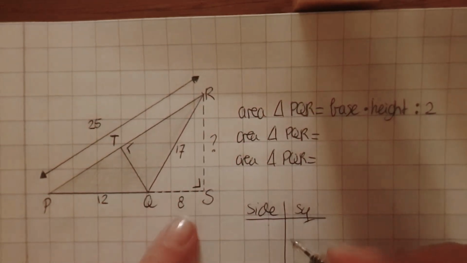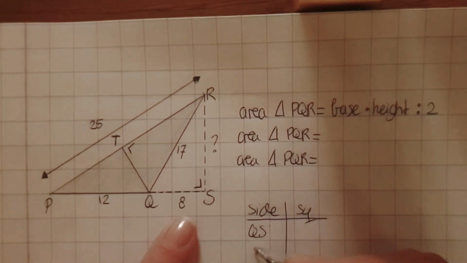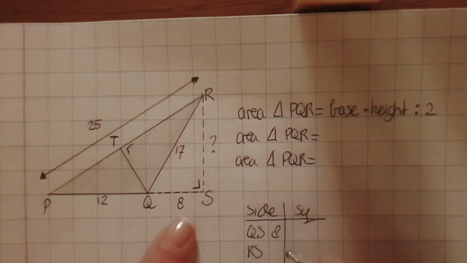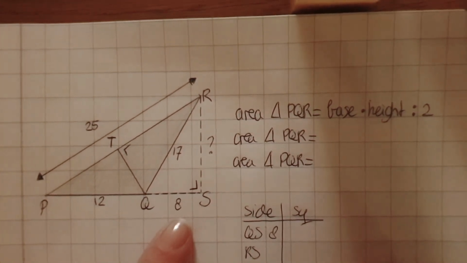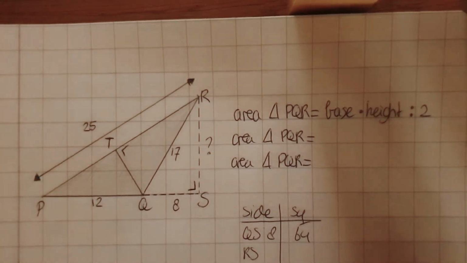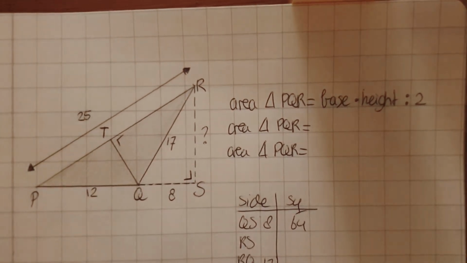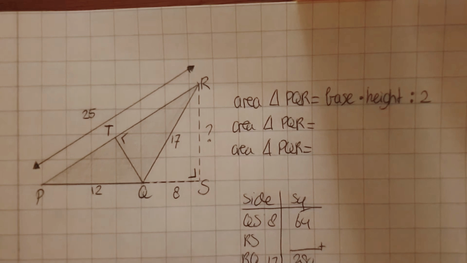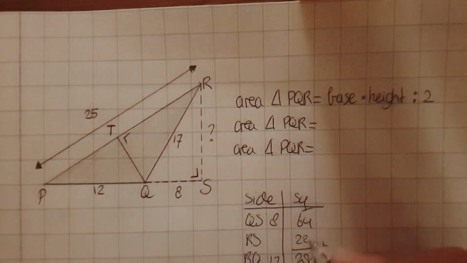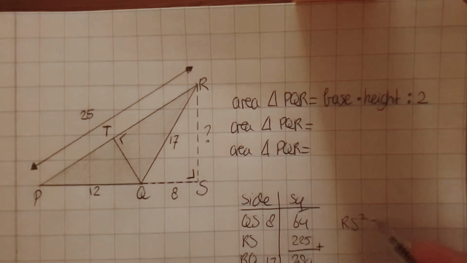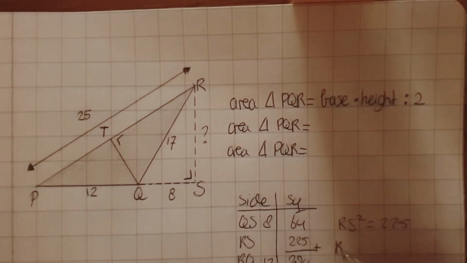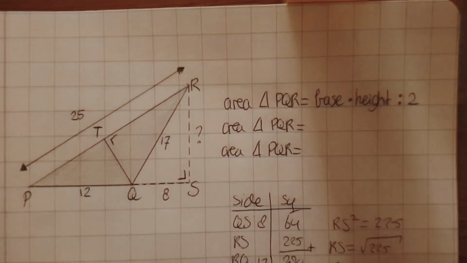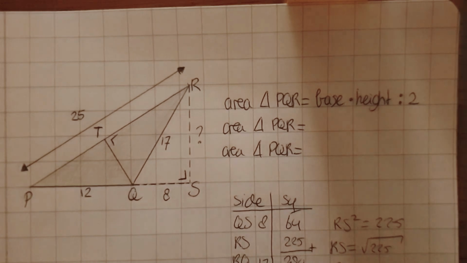I'm going to make a table. The two sides connected to the 90 degrees are QS and RS. The hypotenuse is RQ. QS is 8. RS we don't know. RQ is 17. 8 squared is 64. 17 squared is 289. And that minus each other is 225. So RS squared is 225. RS is the square root of 225. And we know that one, that's 15. So now I know that RS is 15.